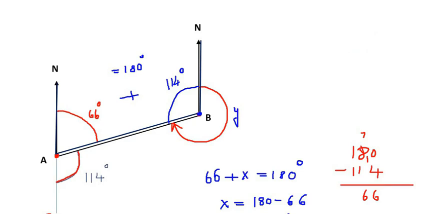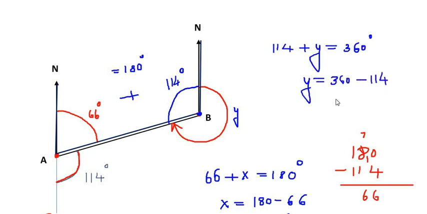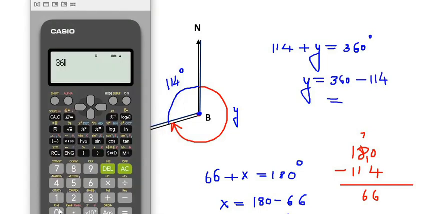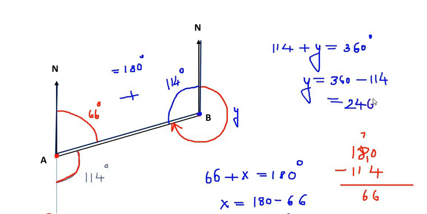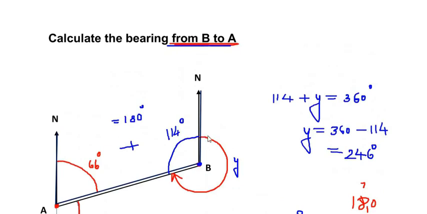So we have 114 plus Y is equal to 360 degrees. So Y is equal to 360 degrees minus 114. So let us check how much we get. So it is 360 minus 114. So we get it as 246. So this angle we have it as 246 degrees. So the bearing or the angle made from point B to point A is 246 degrees.